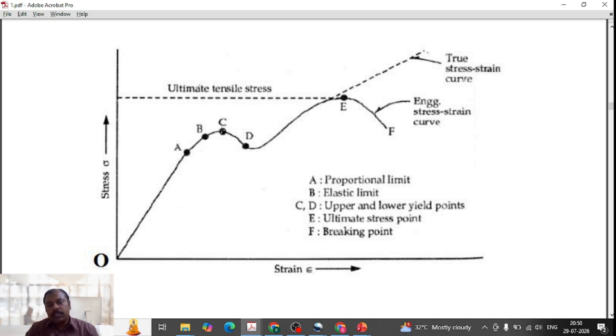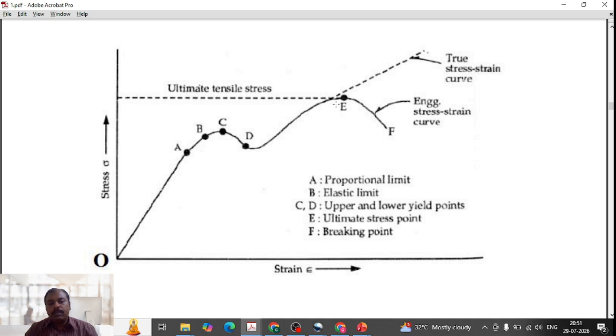At point C, a stress called yield stress occurs, where the strength becomes reducing. There are two yield points. One is called the upper yield point, and another one is called the lower yield point. This is the region where yield will be very high, and beyond this loading, it reaches a maximum limit, and that is called the ultimate tensile stress.